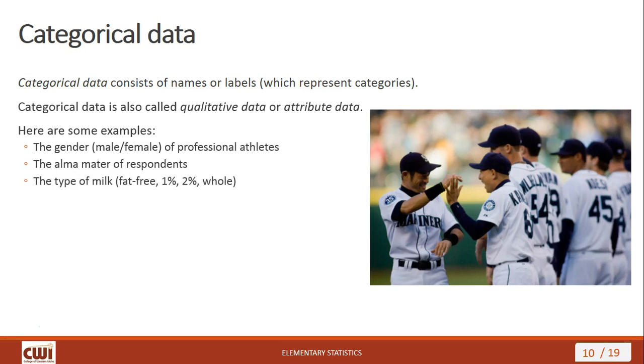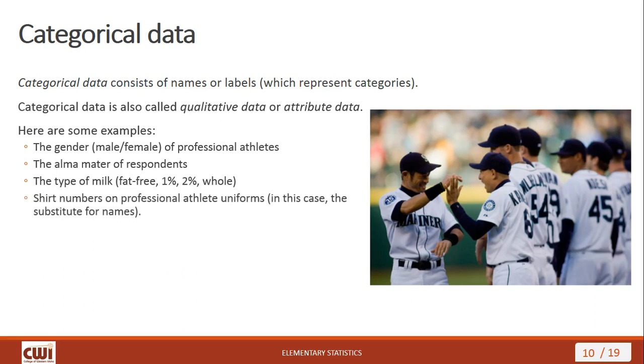The type of milk. Notice that we have numbers here. Fat-free, 1%, 2%, and whole. Certainly, it's easy to look at, say, fat-free and whole and say, well, that's obviously categorical data. But 1% and 2%? Well, even though the 1% and 2% represent measurements, in this case, it's actually used as a name or a label. And that's what makes it categorical data. So even though it's a number, it's really not numerical data or quantitative data. It's what we call categorical data because it's describing a category. It's a name or a label.